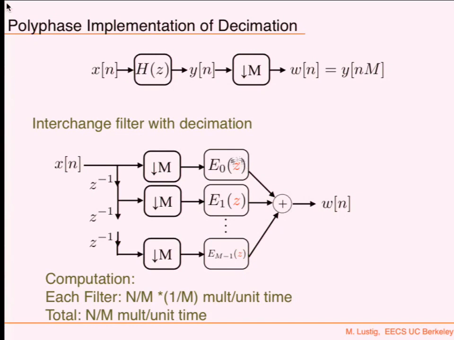We have N over M, and the rate at which we do this per unit time is 1 over M, because the rate at which we're computing those is 1 over M. Things are not going as fast over there, because that's the rate after downsampling over here. And then we've got M of these. So you multiply by M, and you've got N over M multiplications per unit time overall. So this is a significant saving in terms of the number of operations that you have to apply. Okay. Any questions?